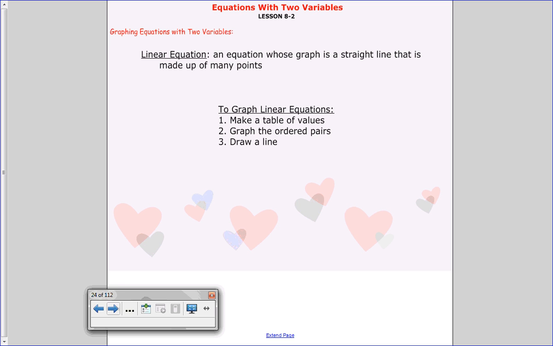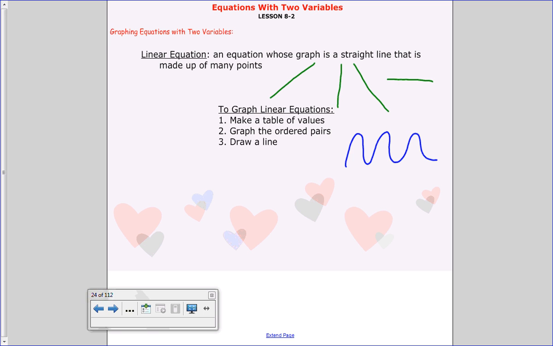Now we're to a big part, and this is a key thing you need to learn in 7th grade, and that is how to graph equations with 2 variables. Now when we graph lines, it's really called a linear equation. So it's an equation whose graph is a straight line, and it's made up of many points. When they say linear, it's like any of these. If I had a squiggly line, that's no longer a straight line. So all the ones in green are considered linear.